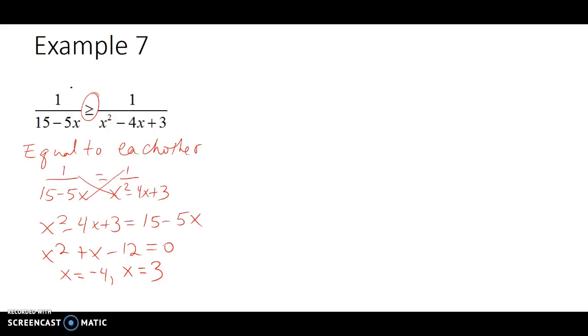But now we need to consider something else. Since these were fractions, we need to make sure that we have no division by 0. So this is a biggie. We need to consider both of these answers, go back to the original, and make sure none of these will produce division by 0. We also have to think about the solutions of each of these separately to make sure we don't get division by 0. So we're going to plug -4 into each of these.